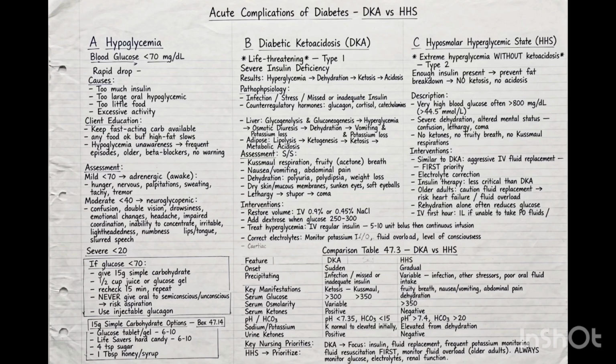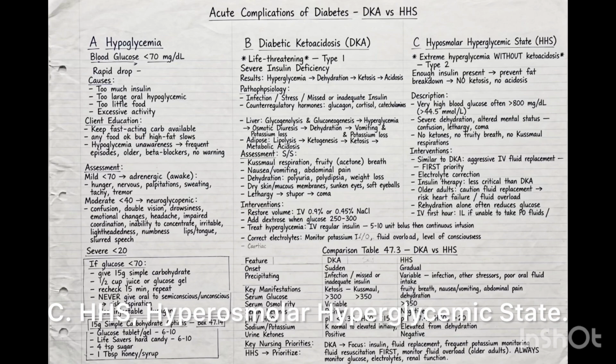B. DKA, diabetic ketoacidosis. This is mostly seen in type 1 diabetes due to severe insulin deficiency. Key features: hyperglycemia, dehydration, ketosis, acidosis. Assessment: fruity breath odor, Kussmaul breathing, which is deep and rapid, abdominal pain, and vomiting. Treatment priority: IV fluids first, then insulin, then correct potassium levels.